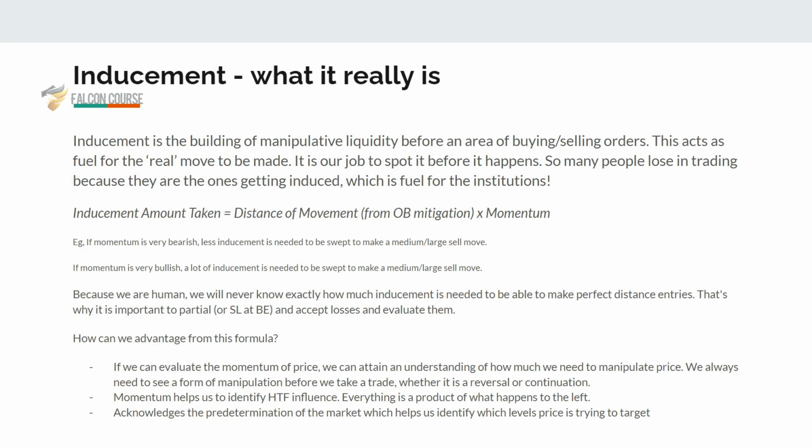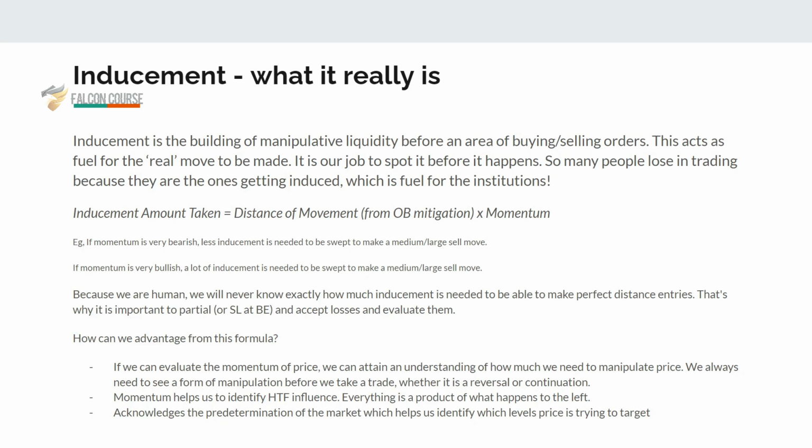Momentum helps us to identify a high time frame influence. Everything is a product of what happens to the left. So if we're on a 5 minute chart, fully zoomed in, and just trying to trade from what's happening on the 5 minute, we're not going to know what price is exactly wanting to do, because we're not looking to the left on the higher time frame.